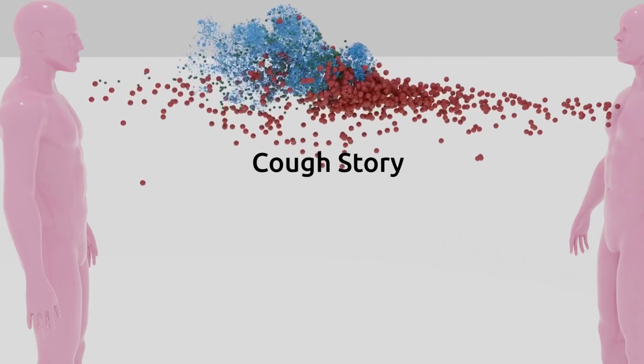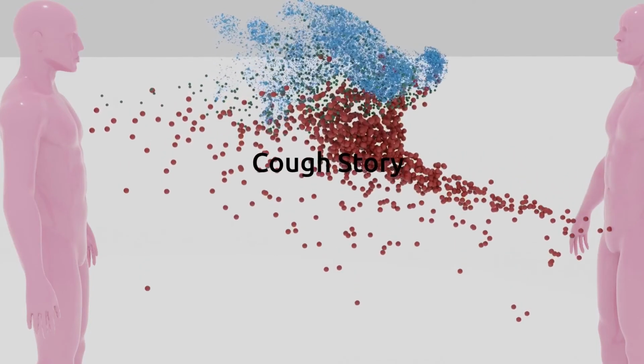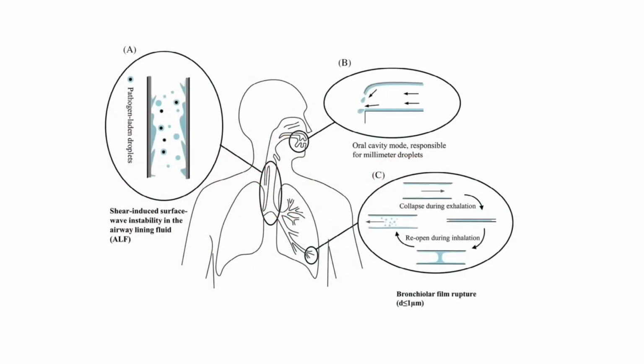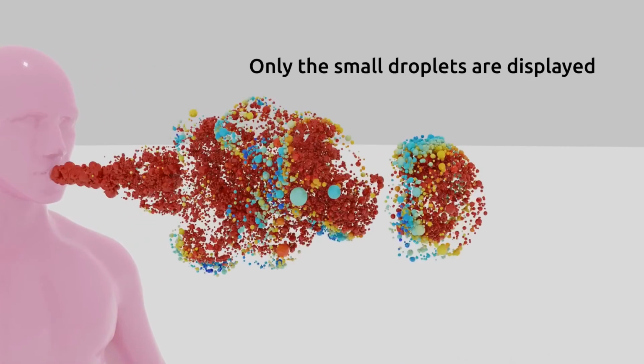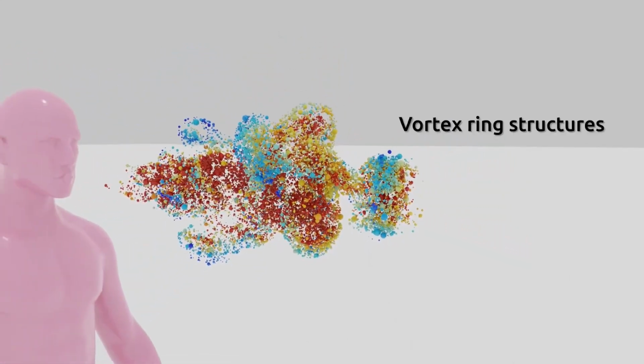So here you can see the cough event with the 3 different classifications: the small droplets, the medium droplets, and the large droplets. As I said before, there are 3 different locations for the production of droplets. The small droplets in the bronchiole, the medium in the larynx, and the last in the mouth. So there are 3 different sizes. Here we show only the small ones, because the interest is that they stay in suspension for hours and hours.